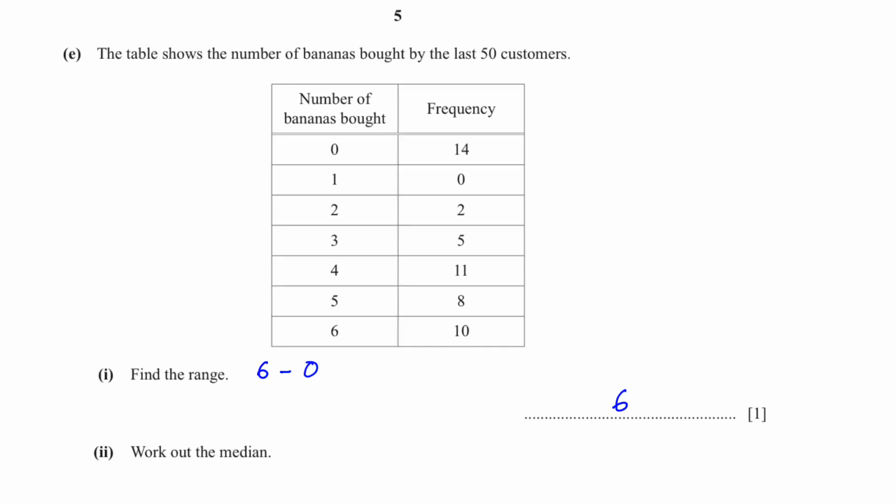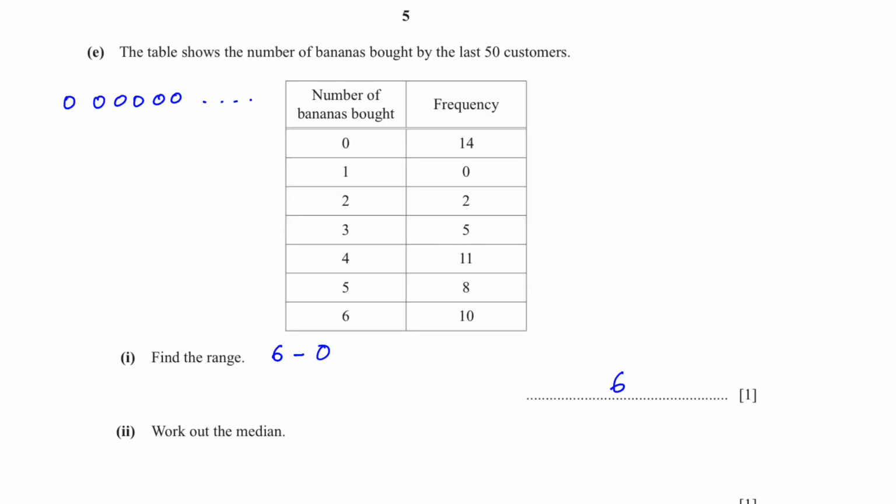In this question, we have that 0 bananas bought is 14, 1 is 0, 2 is 2. So what does this actually mean? It means that if I'm writing it in data form, it will be 0, 0, 0, I will write it 14 times. And then 1 I will write 0 times. And then 2 I will write 2 times.